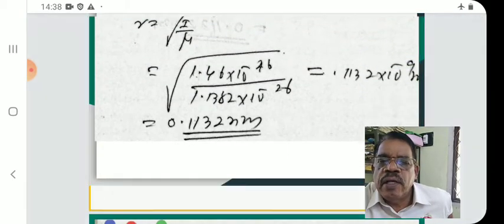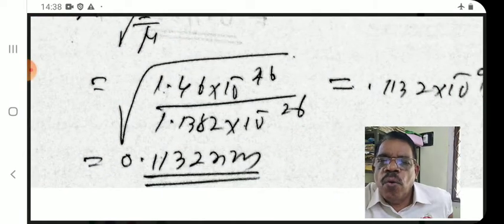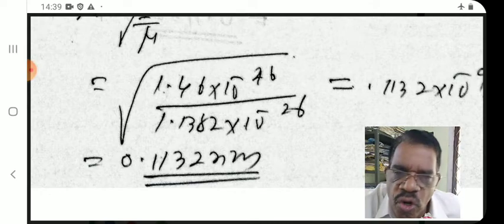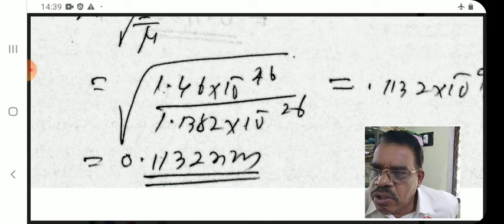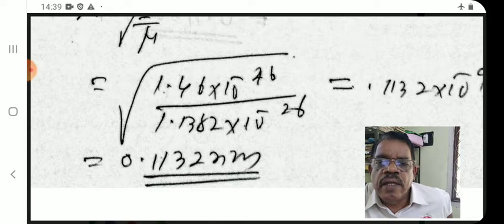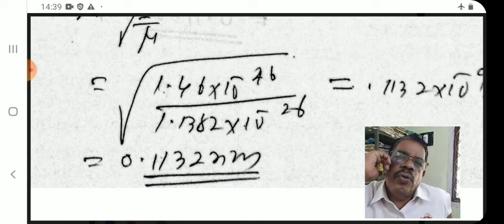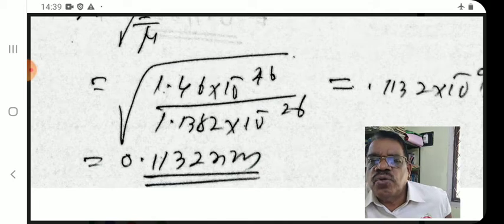In a previous calculation, we have determined the reduced mass mu. How will you calculate it? It is m1 m2 by m1 plus m2, that is 12 into 16 by 12 plus 16 u, since it is the CO molecule. You multiply that by 1.66 into 10 raised to minus 27. We get the answer 1.1382 into 10 raised to minus 26.